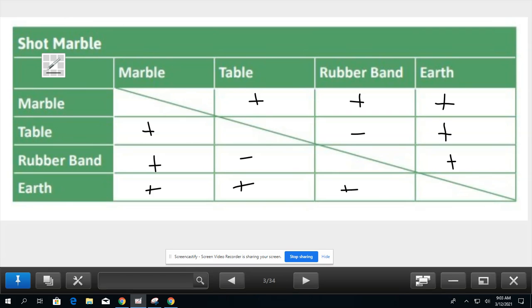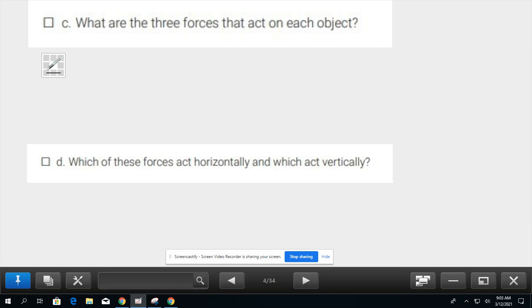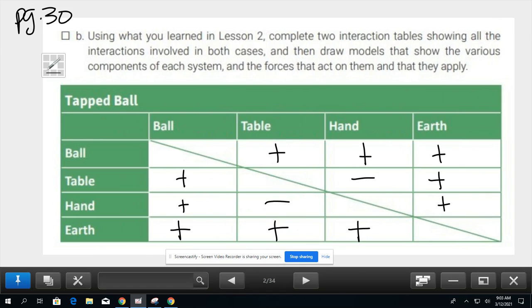Now that we have determined which objects are interacting with each other with force, we can create a free body diagram. So go to the bottom of page 30. You're going to do yours at the bottom of page 30. I'm just going to draw mine off to the side. So we're drawing free body diagrams. These are super simple. We're using squares, rectangles, circles, very simple shapes to represent the different components. And we're going to build our model from the bottom up.